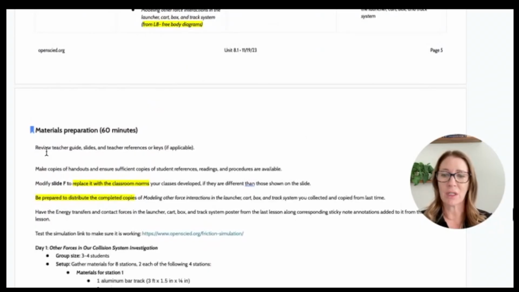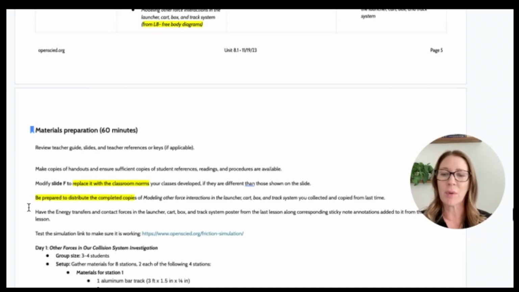Here's a few other things you need to know. Of course, we're going to go through handouts here in a moment, but you're going to modify slide F. We're going to talk a little bit about classroom norms before they do a jigsaw activity. And so if you have developed your own classroom norms, make sure you replace the norms that are on the slide with your norms for that class. Or you can point to it if it's on the wall, if that's easier.